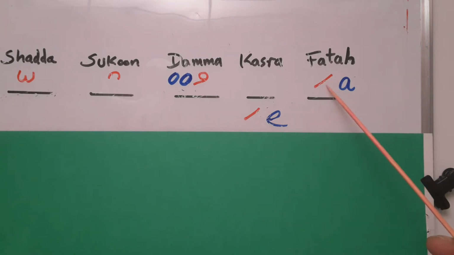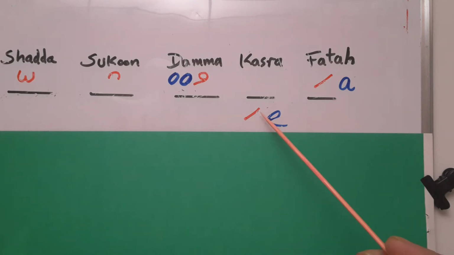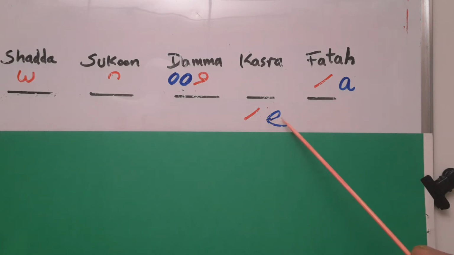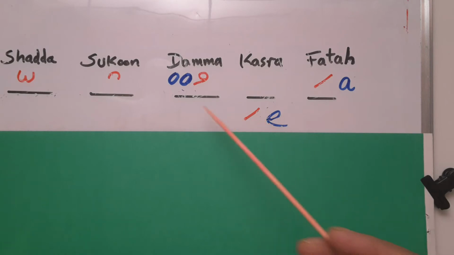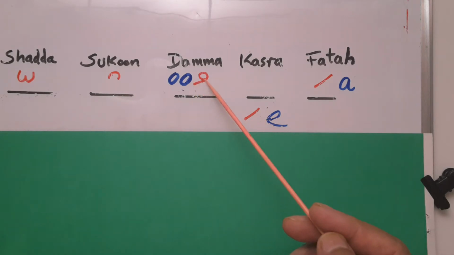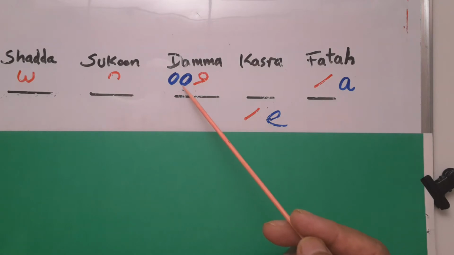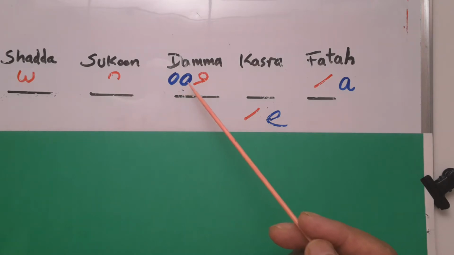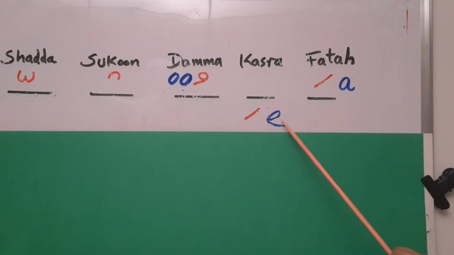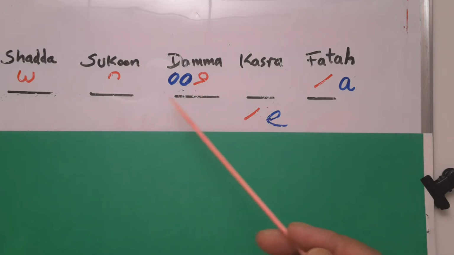Now the sounds of these are, for the Fattah, it sounds like a, as in the English letter A, for example. And similarly for Kasra, the sound is the E sound in English. Okay, and then you have a Dhamma, which is two O's here, two O's. So the sound is U. So you've got A, E, U sounds from here.